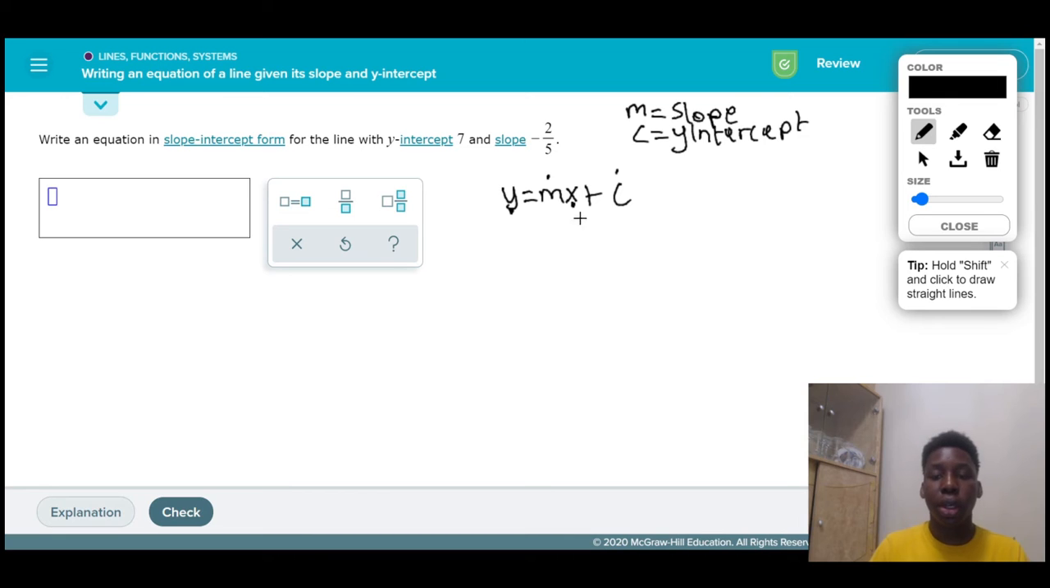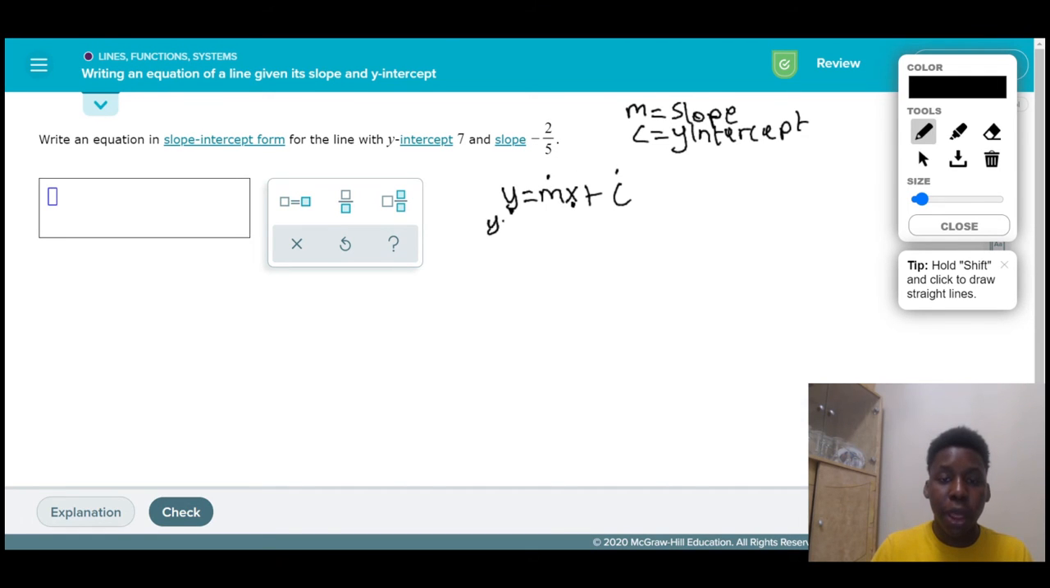Basically, you read the question, and whatever you see there, you replace it in this equation. Remember, I said the y and the x we're just going to leave as they are. The only things that are going to change are m and c. So let's look at that.